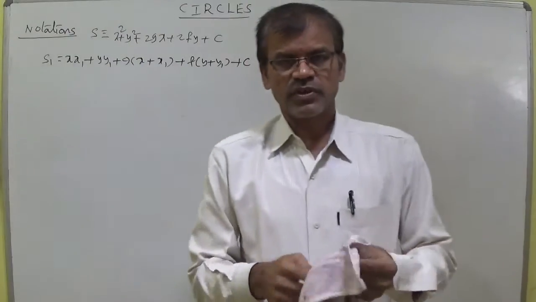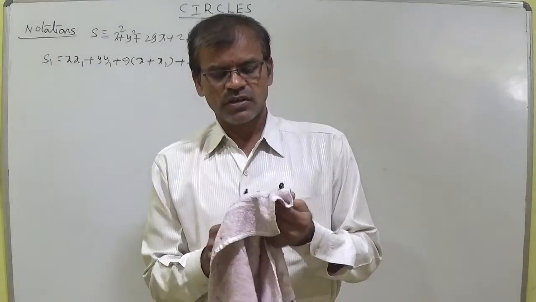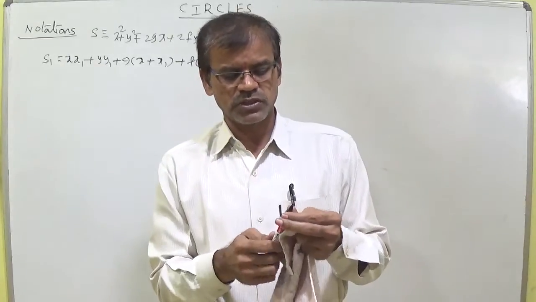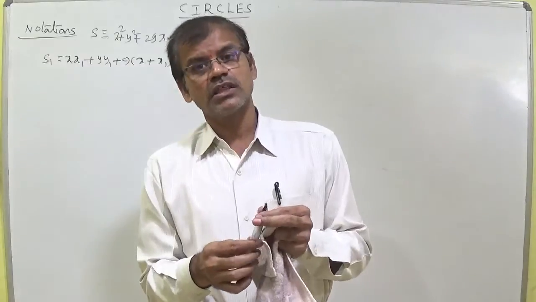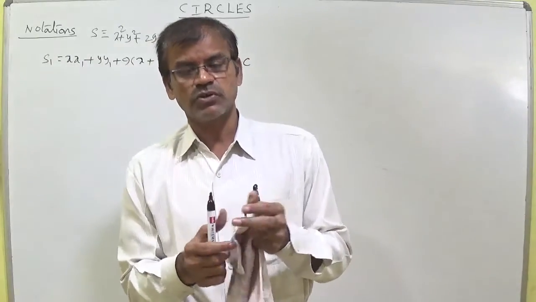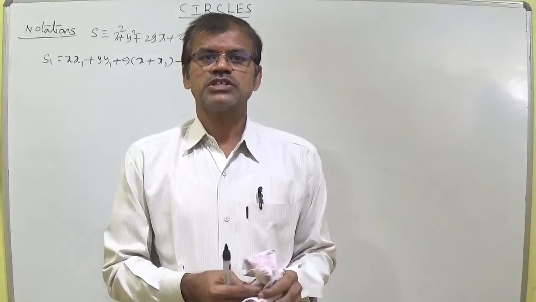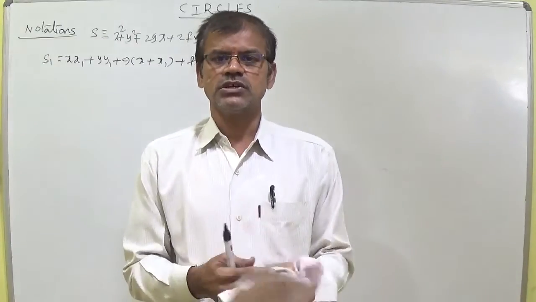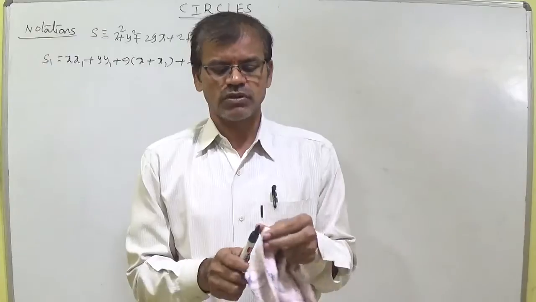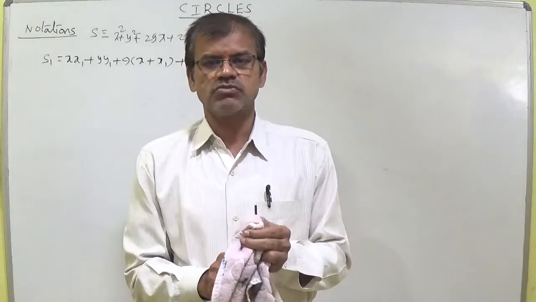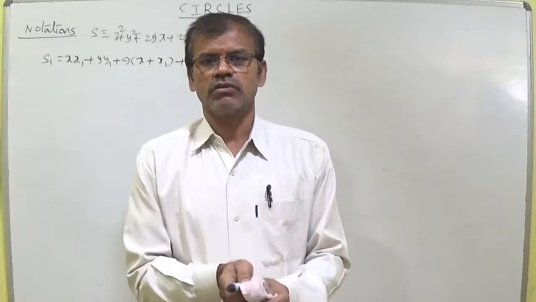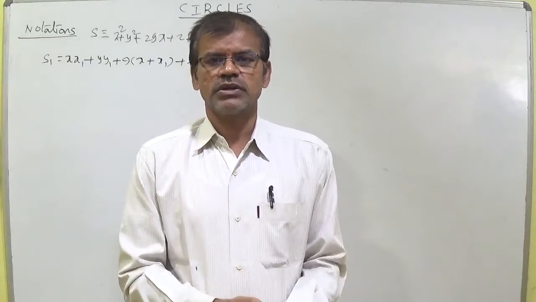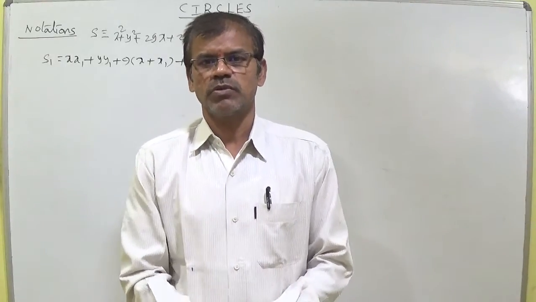In objective, in first year, we discussed that for the second degree general equation ax square plus 2hxy plus by square plus 2gx plus 2fy plus c, S1 is axx1 plus h into (xy1 plus yx1) plus byy1 plus g into (x plus x1) plus f into (y plus y1) plus c. Here there is no h, that is why no need to write h into (xy1 plus yx1). That is why the notation of S1 is xx1 plus yy1 plus g into (x plus x1) plus f into (y plus y1) plus c.